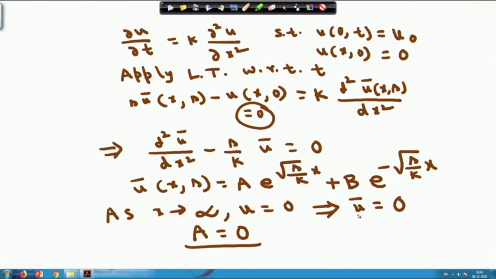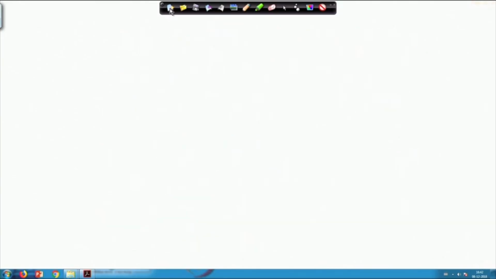From there we are saying u bar equals 0, and if you substitute the value of x and u bar, you will obtain that a equals 0. Therefore, you can write down u bar(x, s), this is nothing but b into e power minus root over s by k into x.